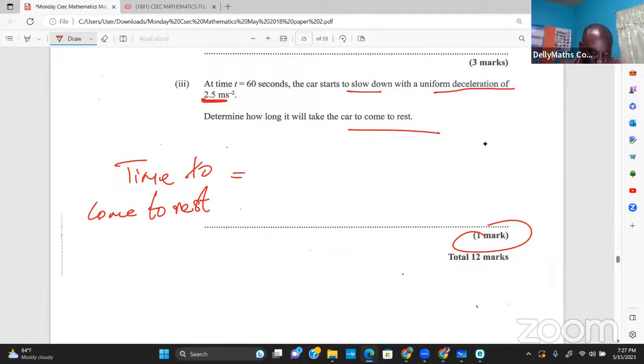The time for it to come to rest, right? How long until it takes the car to come to rest? 40. If you divide this by 2.5, you know what that's going to give you? Think about that.